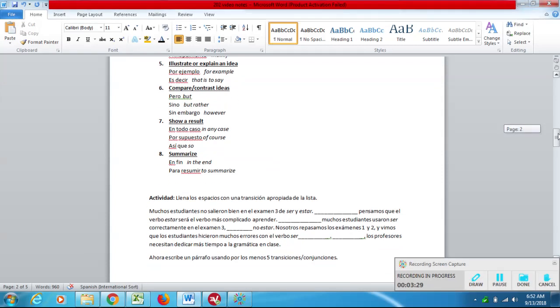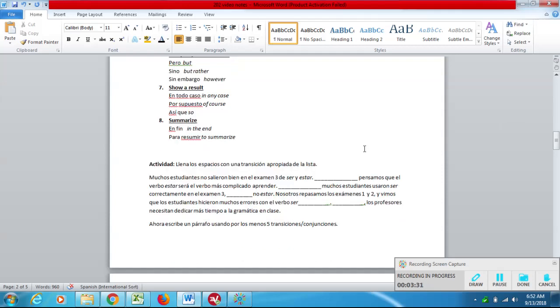So, your activity, which hopefully will help you with these, is to read the following paragraph and fill in the blanks with an appropriate transition from this list. And, of course, when you are finished, write a paragraph of your own using at least 5 transitions or conjunctions.